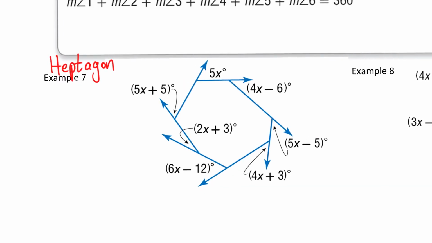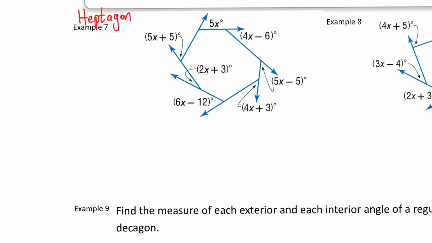Okay? Add all these up. So I'm going to start up here with this 5x. So 5 plus 4 is what? Is 9 plus 5, 14 plus 4, 18 plus 6, 24 plus 2, and 26 plus 5 is 31. Okay, so we have 31x.